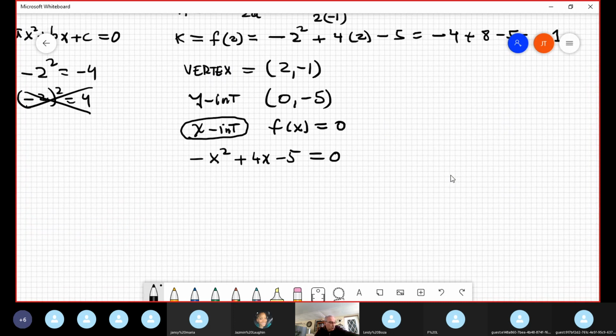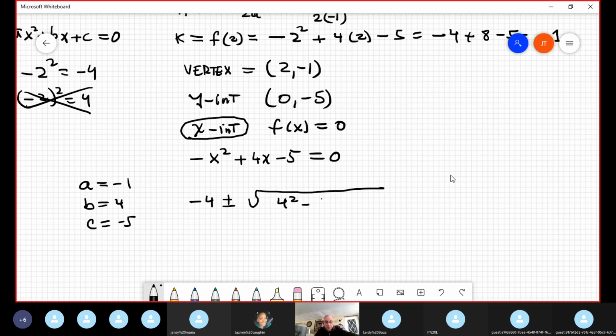Okay, I propose we use the quadratic formula. A is -1, B is +4, and C is -5. Then it is minus B, which is -4, plus or minus the square root of 4 squared minus 4 times -1, which is A, times -5, which is C, divided by 2 times -1.